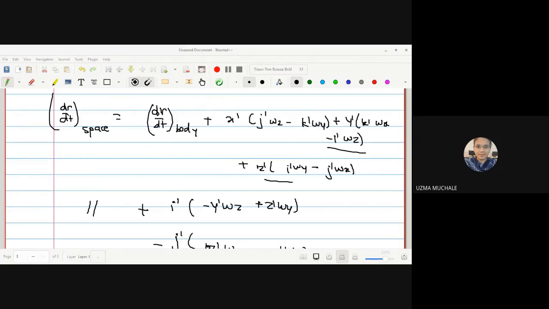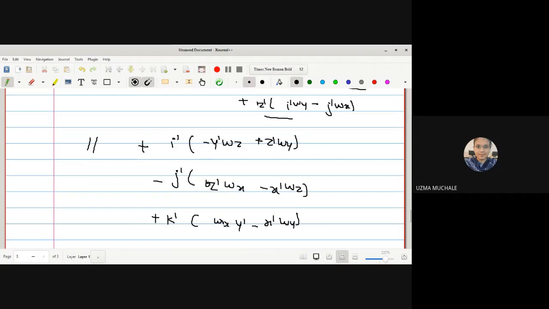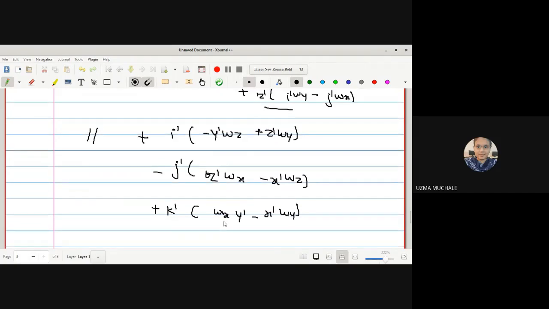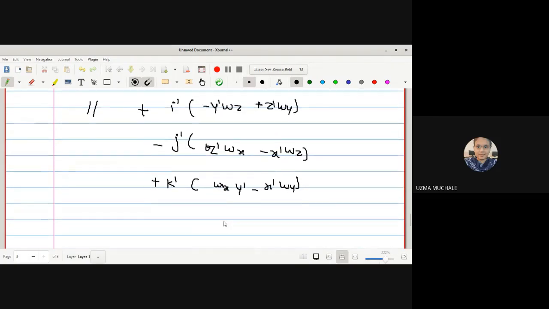Okay, writing this, we get this in the form of i dash and one bracket j dash k dash. Now whatever the terms we are getting here, let me keep this as it is. We are not having any objection related to this since we are getting it as (dr/dt) in the space set of axes equals (dr/dt) in the body set of axes plus whatever the terms we are getting here.